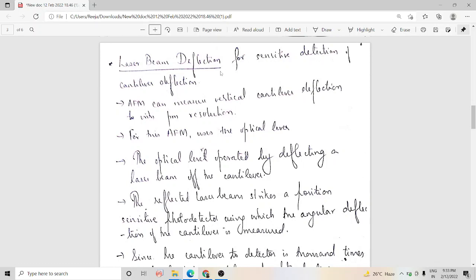So the laser beam is getting reflected or deflected. That helps in the sensitive detection of the cantilever deflection. AFM can measure vertical cantilever deflection with picometer resolution. For this, AFM uses this optical lever, that is a laser beam setup. The optical lever is operated by deflecting a laser beam off the cantilever. That is, the laser beam touches the cantilever and gets deflected. The reflected laser beam strikes a position sensitive photodetector using which the angular reflection of the cantilever is measured.